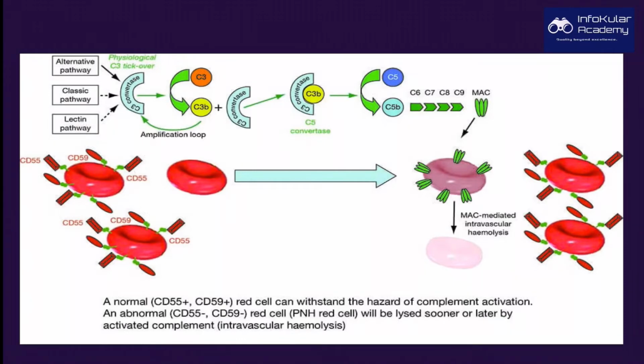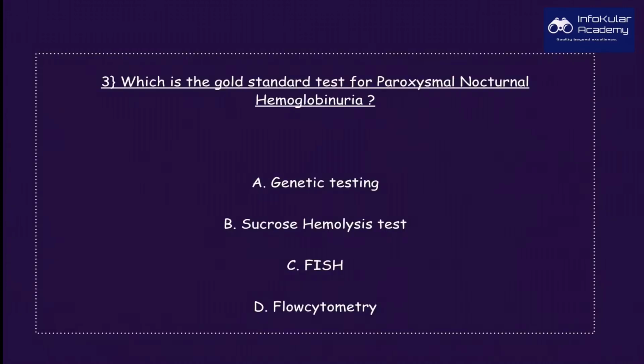During night times there is hypoxia and there is acidosis, which leads to complement activation. And during such conditions, in acidosis, the RBCs that are deficient of CD55 and CD59 do not withstand the complement well, and hence there is intravascular hemolysis. To detect this CD55 and CD59, a technique called flow cytometry is used as a diagnostic test. Hence, the answer to this question is flow cytometry.